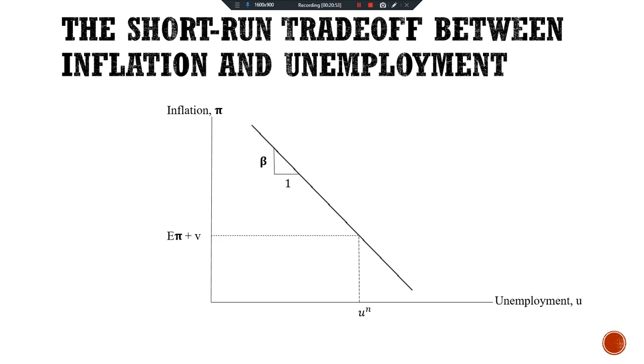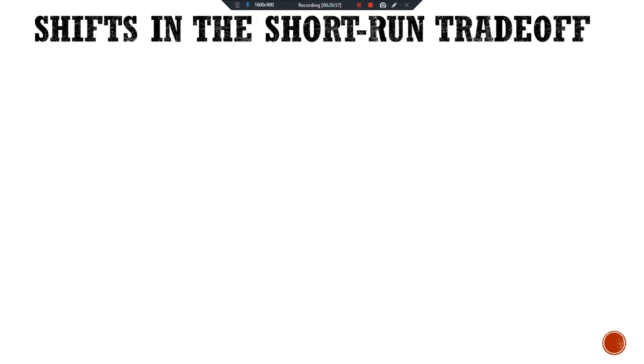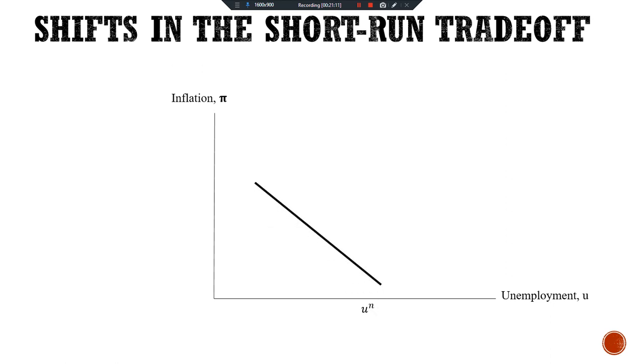So let's see another graphical presentation, that is, shifts in the short-run trade-off. We have unemployment U on the x-axis, the inflation rate on the y-axis, and a downward, negative relationship between inflation and unemployment. So we have low expected inflation. As we have discussed, if expected inflation rises, then we have a shift in the expectation of inflation. So we have high expected inflation. At this point, we have the natural rate of unemployment. So this figure shows the trade-off depends on expected inflation.